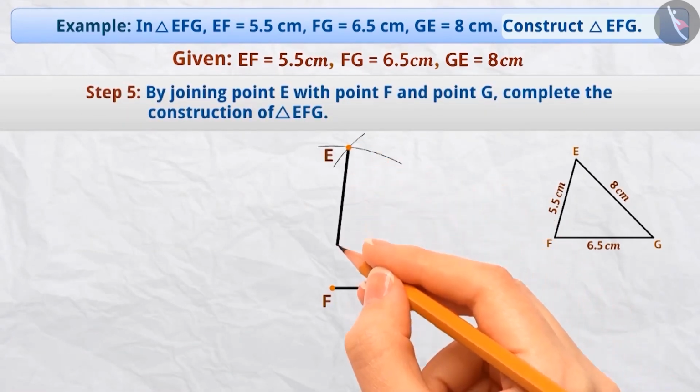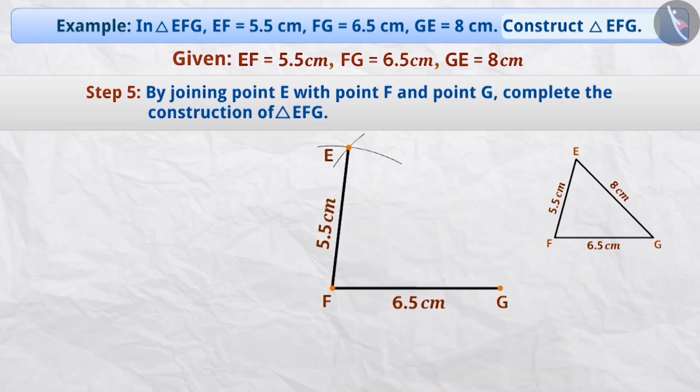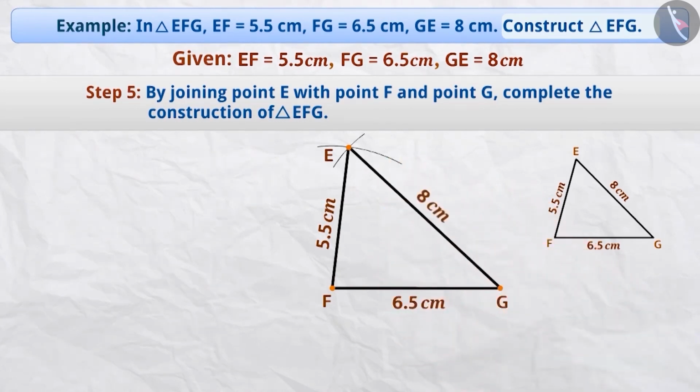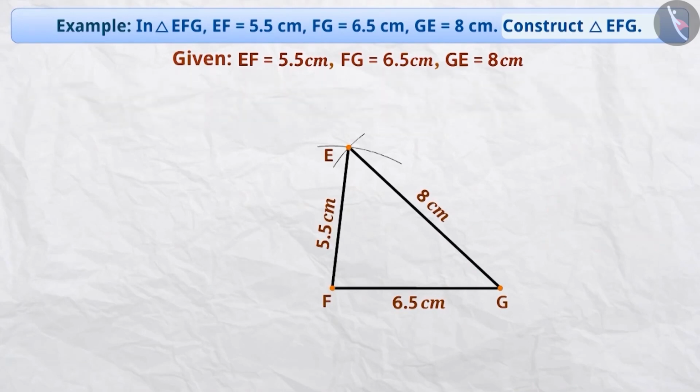Now, we will join point E and point F. This is the side EF of triangle EFG. Similarly, we will also join point E and point G, from which we get the side EG of triangle EFG. So, in this way we constructed triangle EFG, in which EF is equal to 5.5 cm, FG is equal to 6.5 cm and GE is equal to 8 cm.